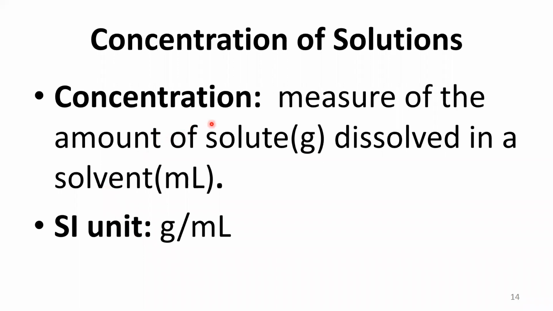So what is concentration? It's the measure of the amount of solute, which is in grams, dissolved in a solvent, which is in milliliters. So the SI unit for concentration would be grams per milliliter. This SI unit means that in order to find concentration, you're going to take solute in grams and divide it by the solvent in milliliters.